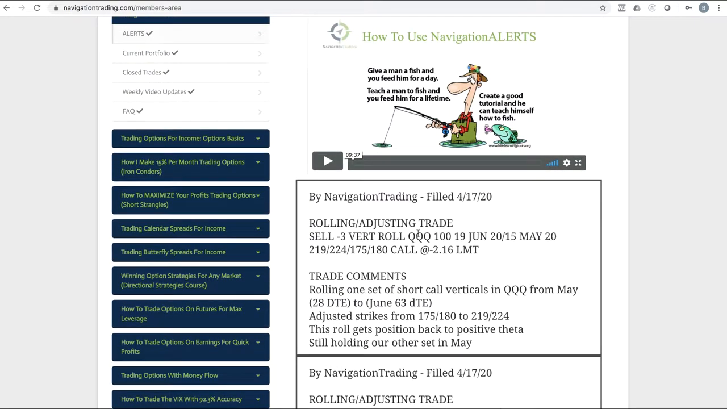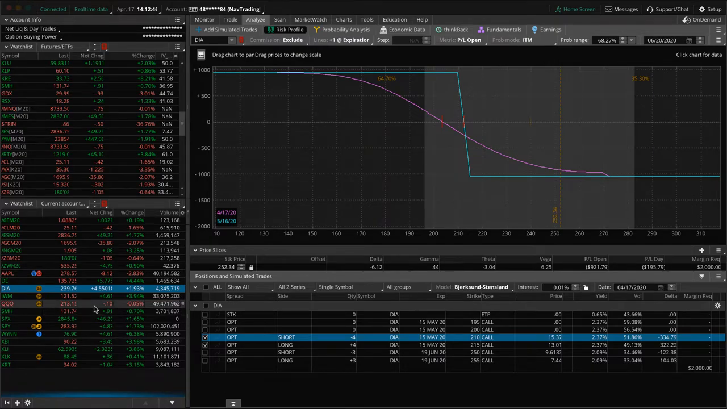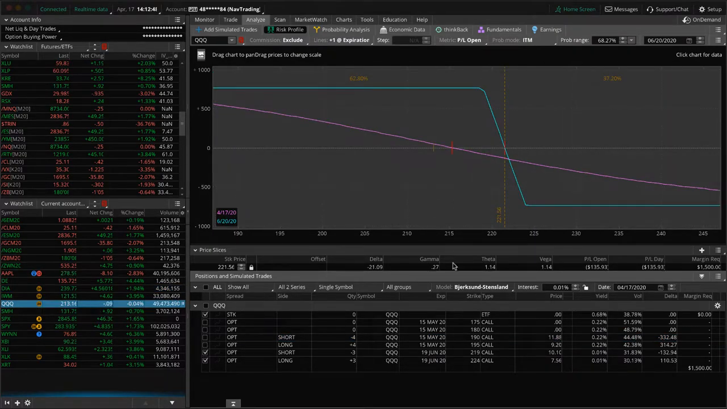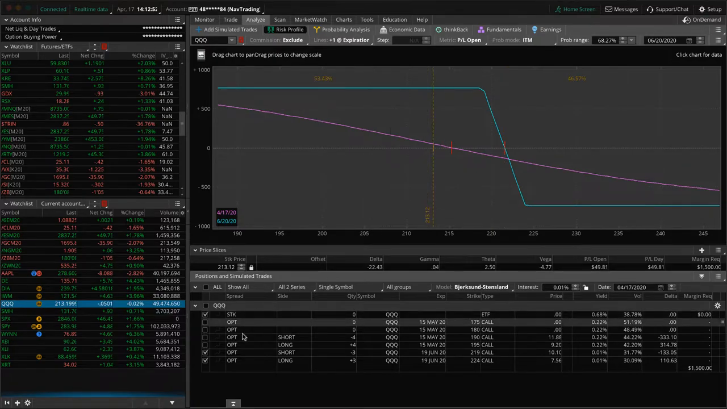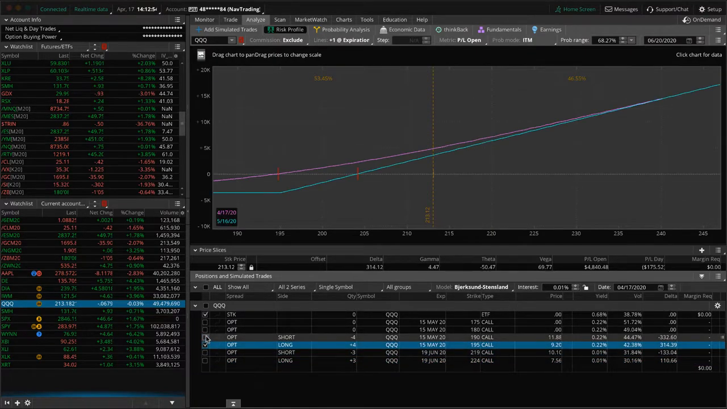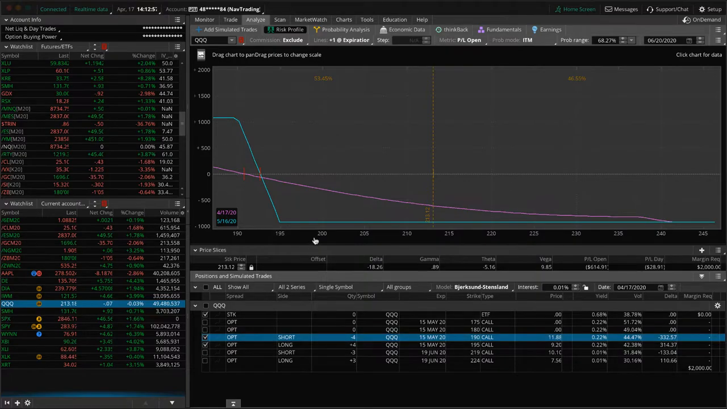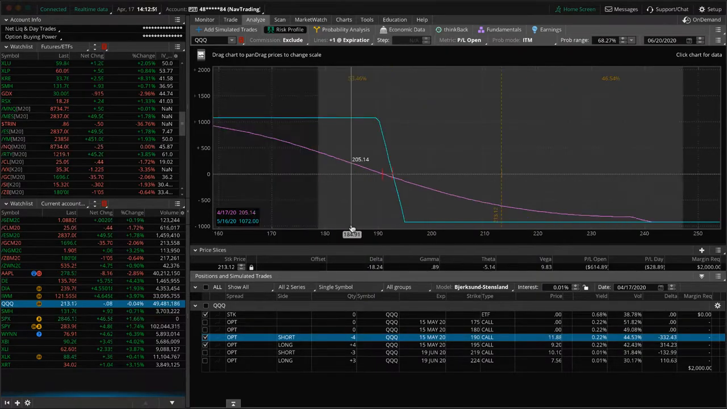And then lastly, did the same thing in QQQ. Had a May set of short call verticals, rolled that out to June, adjusted our strikes. This thing was just way out of range, very little chance of getting back into range, and I didn't want to just sit there and let the rest of the theta decay. So we went ahead and rolled it, and you can see we've made back about $50 since we rolled today. And then our other one is out of range as well, pretty similar to the DIA one. Just need a nice move down to get back into range there. So those are all the alerts.